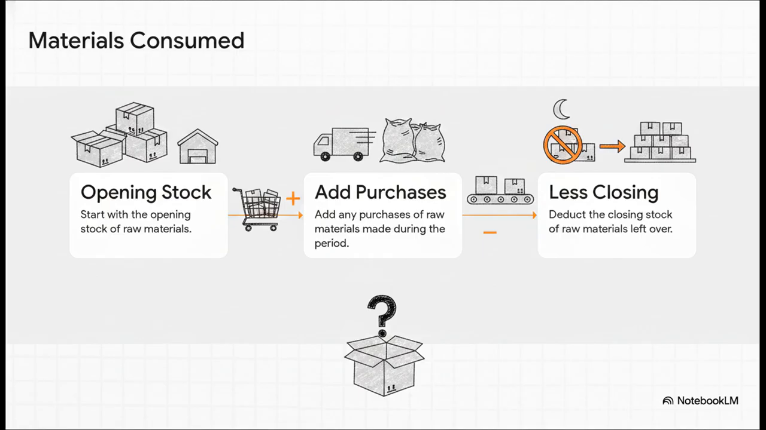But wait, you can't just stop there. To figure out what you actually used, you have to move to step 3 and subtract, or less, the closing stock of raw materials. Any materials left over simply weren't used to produce goods this time around, right? So they're cleanly removed from the equation.